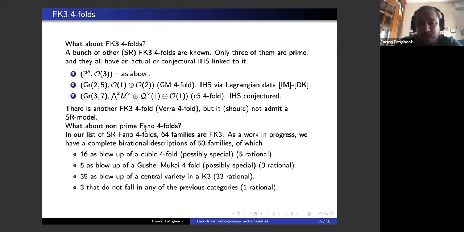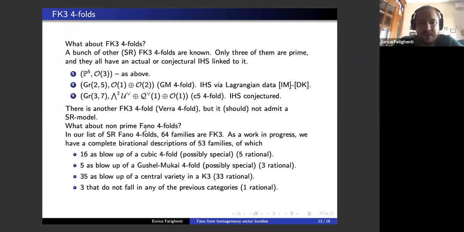So what about non-prime Fano fourfolds? This is part of a work which is slowly converging to its completion, together with Manivel, Bernardara, and Fatighenti, and hopefully we should be able to finish it in a few months, not too long. And so in our list of SR Fano fourfolds, we wanted to isolate all of them which are Fano varieties of K3 type. And in fact, we did find 64 of them. And we believe that in some sense, they are conjecturally complete. And this simply means that we cannot find other FK3 fourfolds using this SR language.